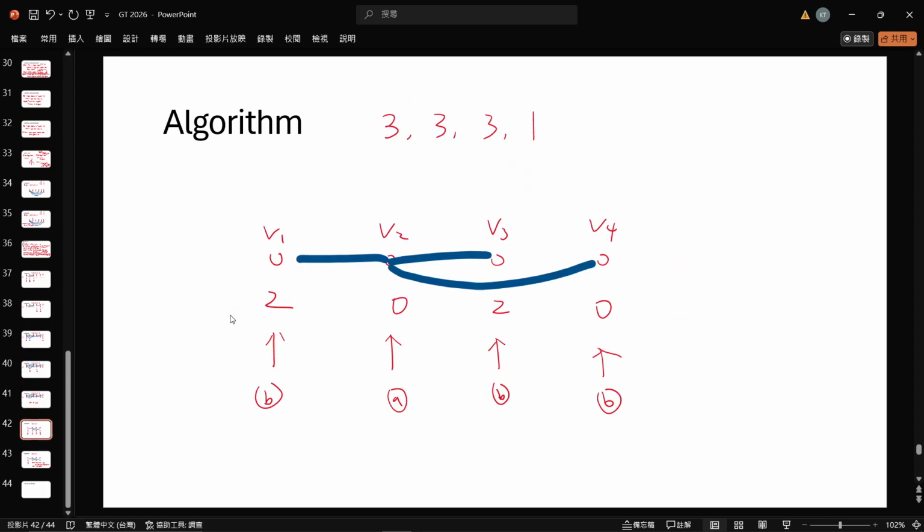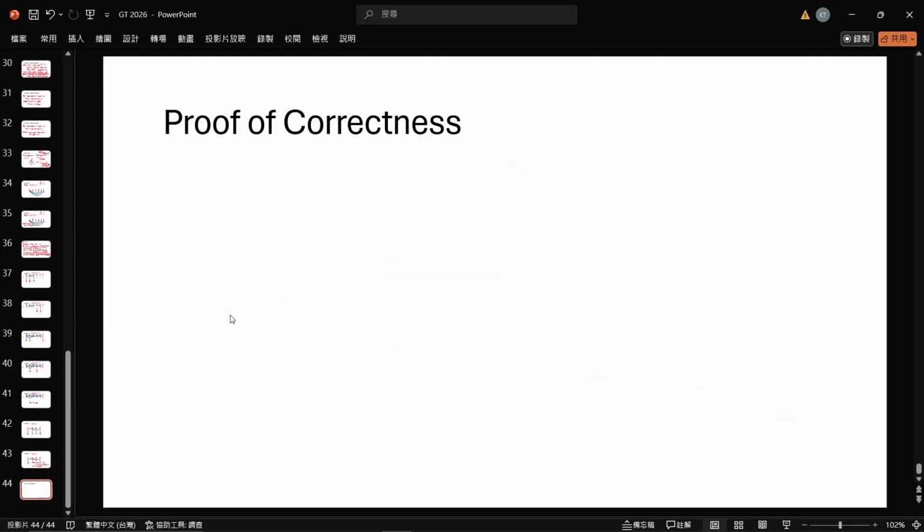So it all boils down to prove this, okay? So we have the original degree sequence. Let's call it capital D, and this is D1, D2, D3, up to Dn. So this is the original, okay? And then we have the simplified degree sequence.